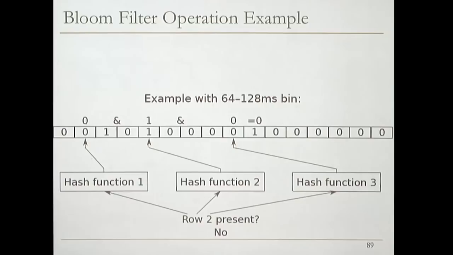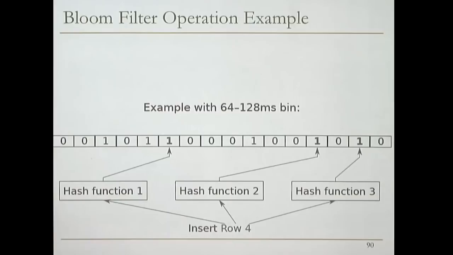So let's say we haven't inserted row two, but we check row two's presence. You go through the same hash functions. It turns out hash function one maps to this bit, zero. Hash function two happens to map to the same bit that was set by row one. Hash function three maps to another bit that's zero. But because you have at least one zero bit over here, the Bloom filter says you have not inserted row two, which is correct. We have not inserted row two, which means that row two is not going to be refreshed every 64 milliseconds, right?